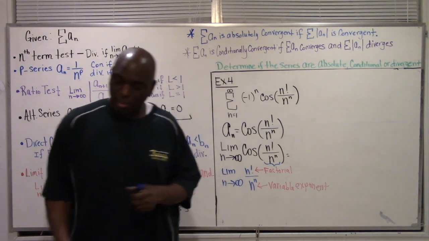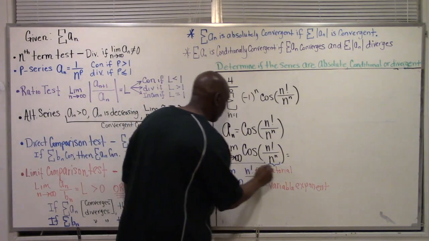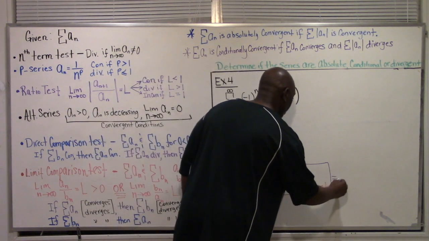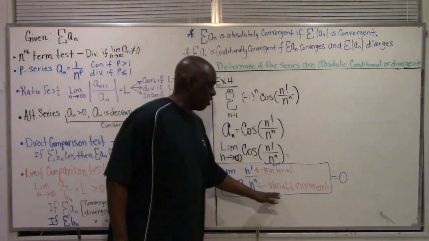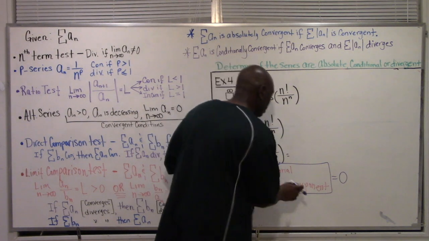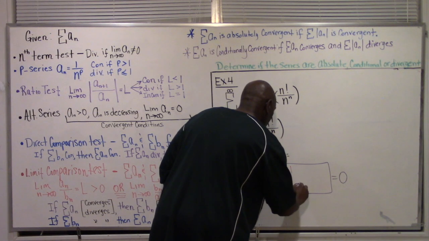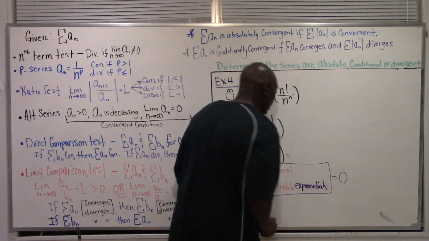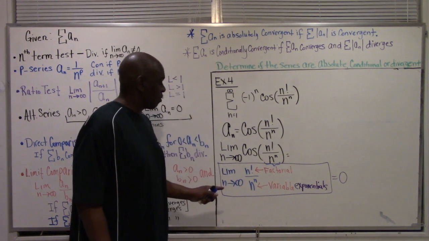So this whole thing right here is going to 0, because the variable exponentials grow much faster than factorials. So that goes to 0.